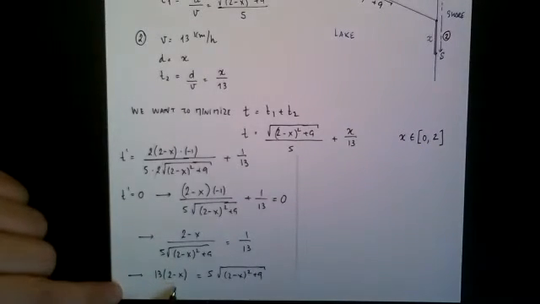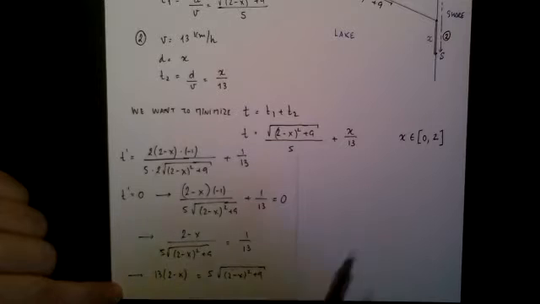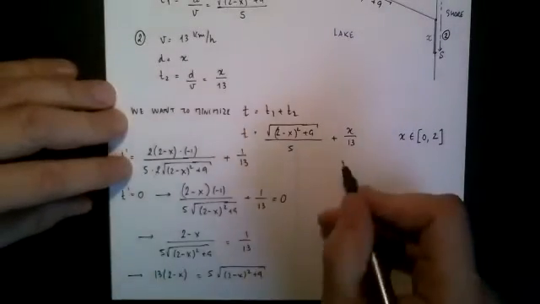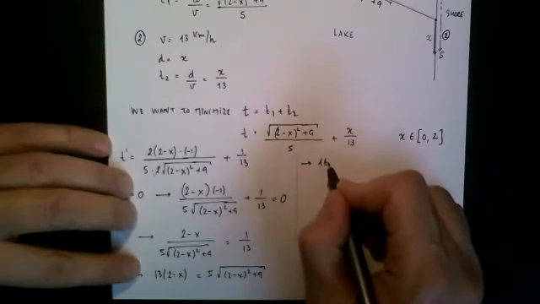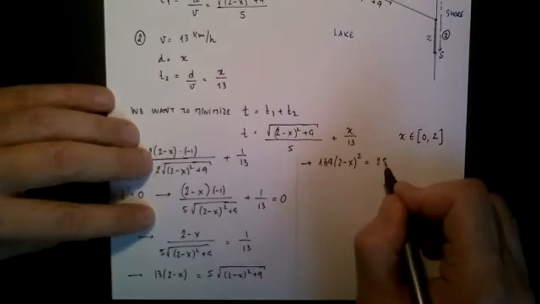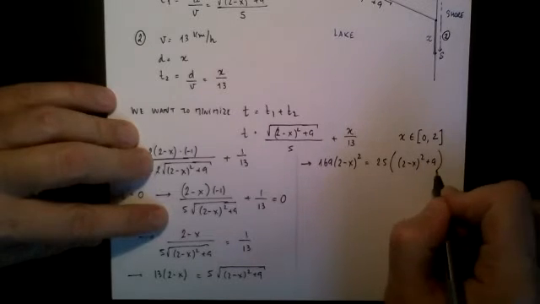Okay, so you would have a restriction here. Anytime you have the square root of something equal to an expression with x's, you have to make sure that this is positive. And this is positive if x is smaller than 2, which we already have. So no restriction necessary here. Okay, so let's square both sides now. So 169 times (2 minus x) squared is equal to 25 times everything inside here, (2 minus x) squared plus 9.